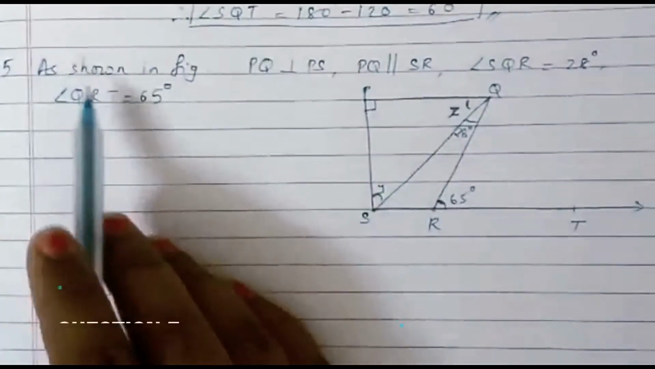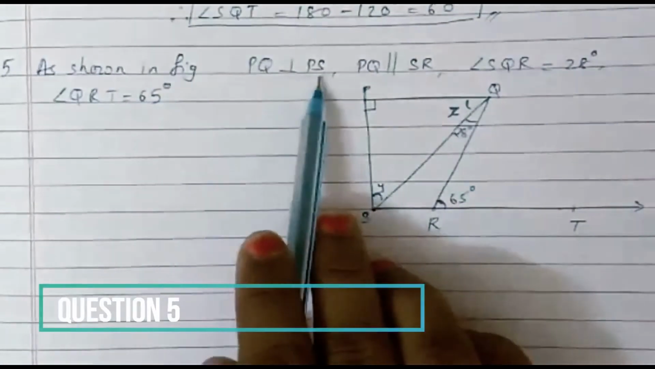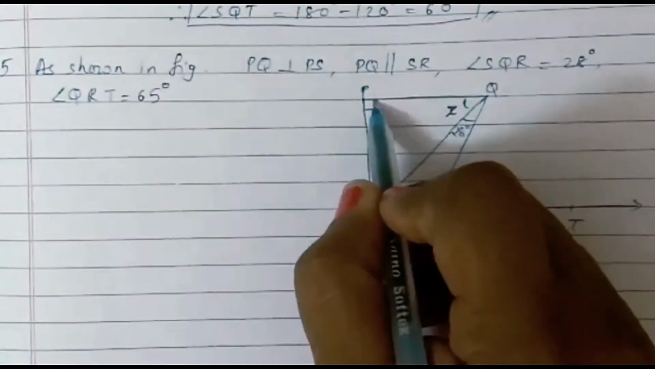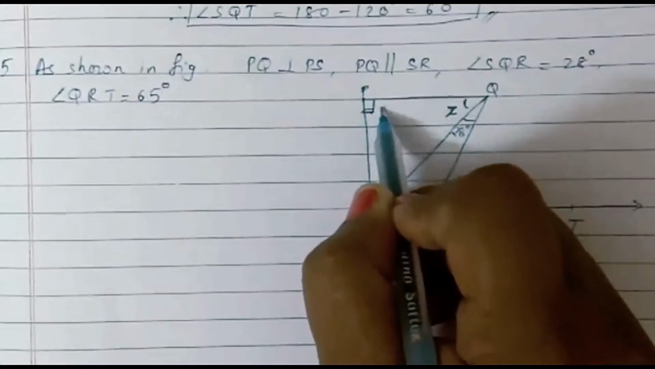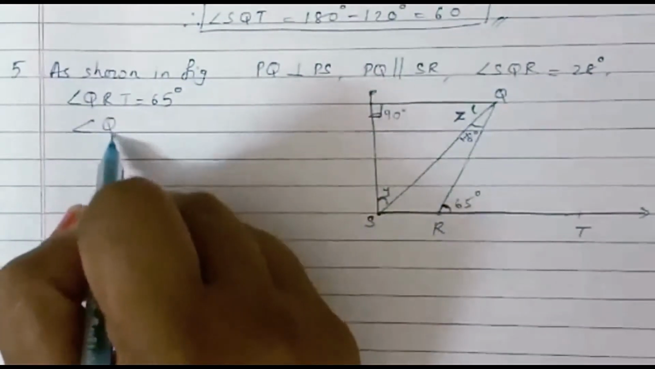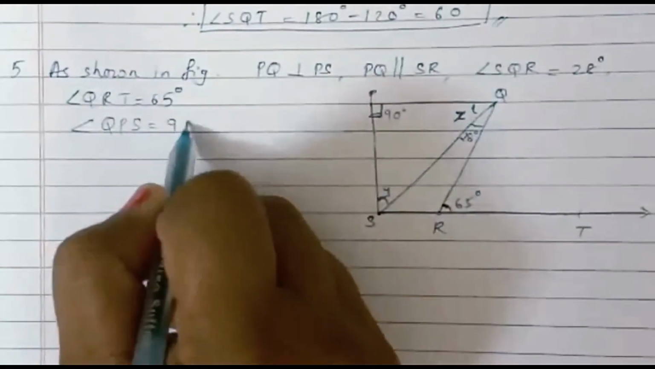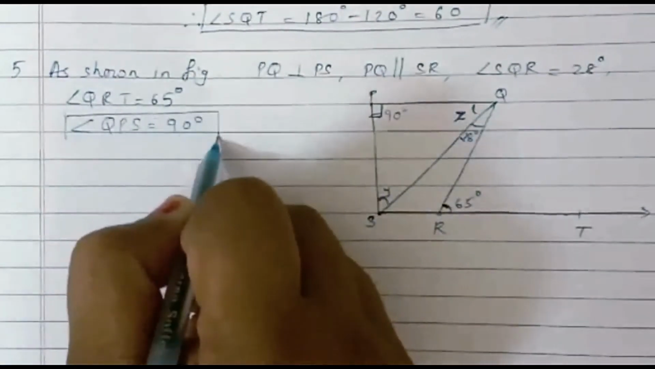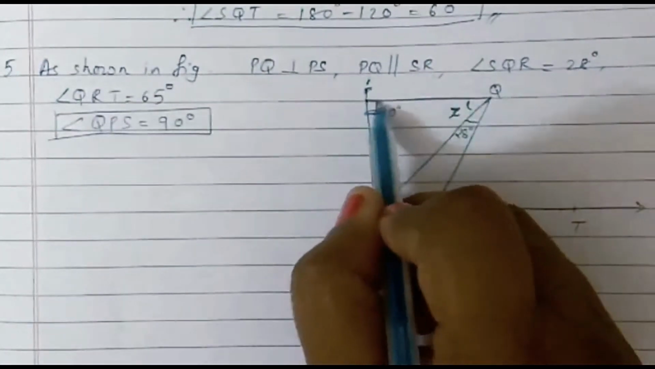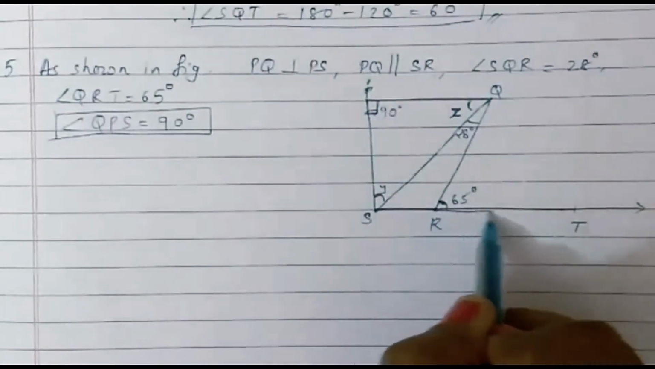Come to a new question. As shown in the figure, PQ and PS are perpendicular. Let us go step by step. PQ and PS are perpendicular, so this angle P will be 90 degree. So first of all, I'll write angle QPS will be 90 degree, right? After that, it's given PQ and SR are parallel. So PQ is parallel to SR.